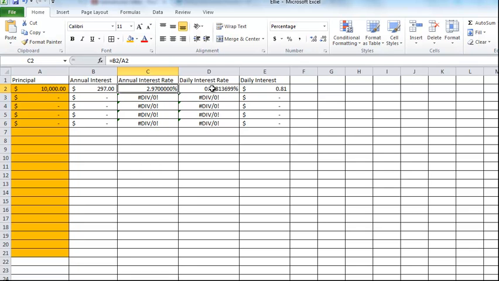To find the daily interest rate, you then take the answer that you got here in C2 and divide it by 365, unless it's a leap year. Then you divide it by 366. If you wanted to know what the daily interest was in money, you would just take B2, which is the interest money for the year, and divide by 365, unless it's a leap year, divide by 366.